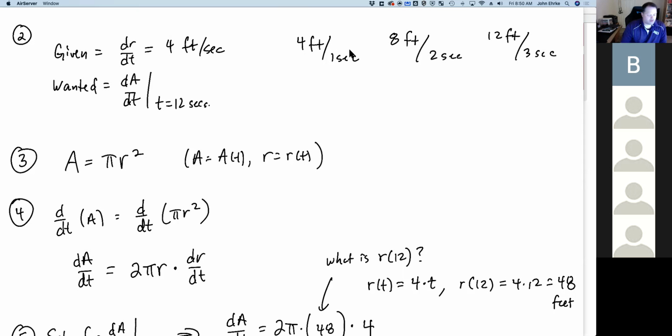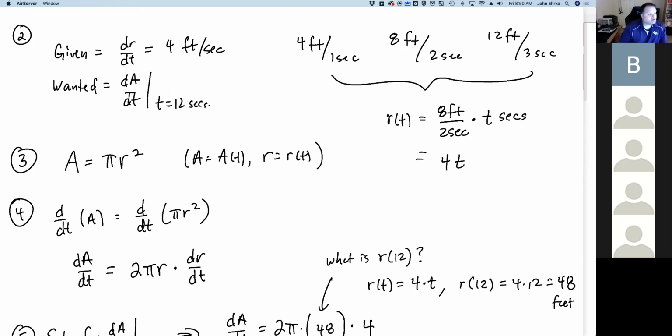So if they gave you 8 feet every 2 seconds, would you just write r of t and then go 8 feet divided by 2? Yeah, exactly. So r of t would be 8 feet every 2 seconds, covered in t seconds, right? So you can see that that's still 4t for the function there. Okay. Yeah.